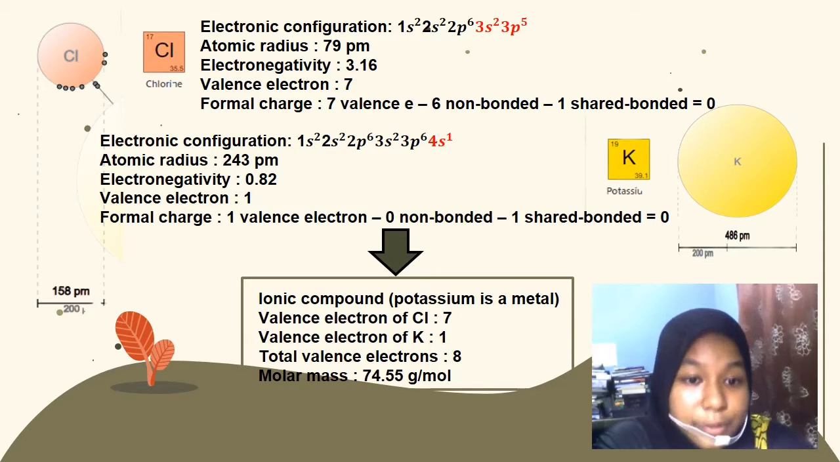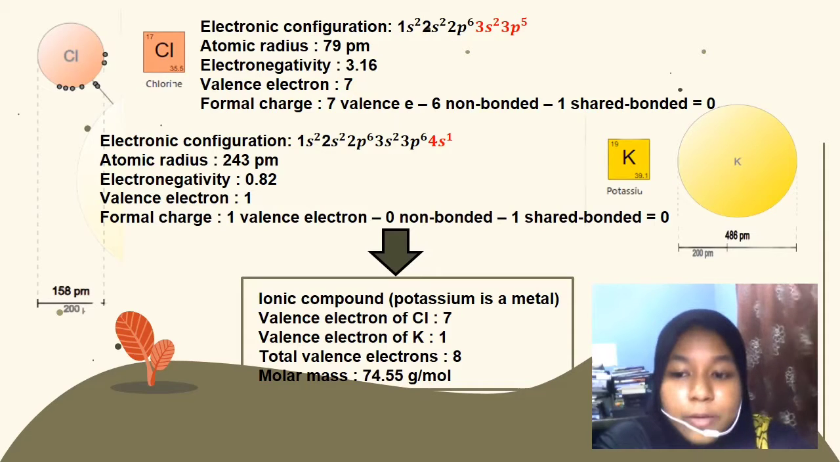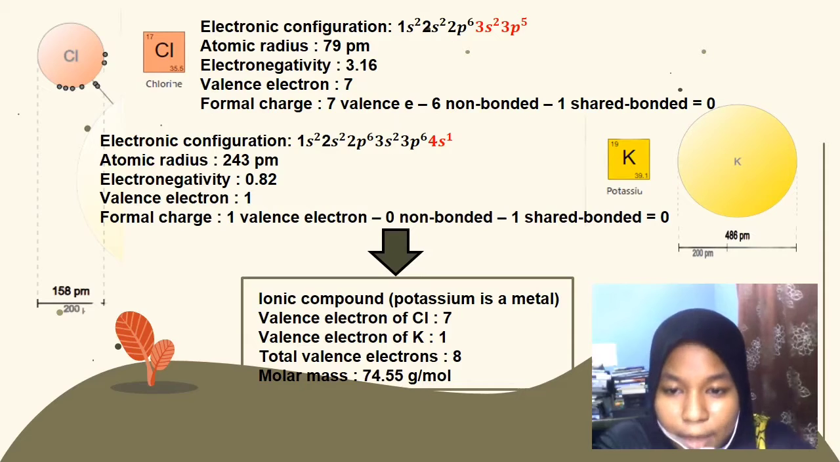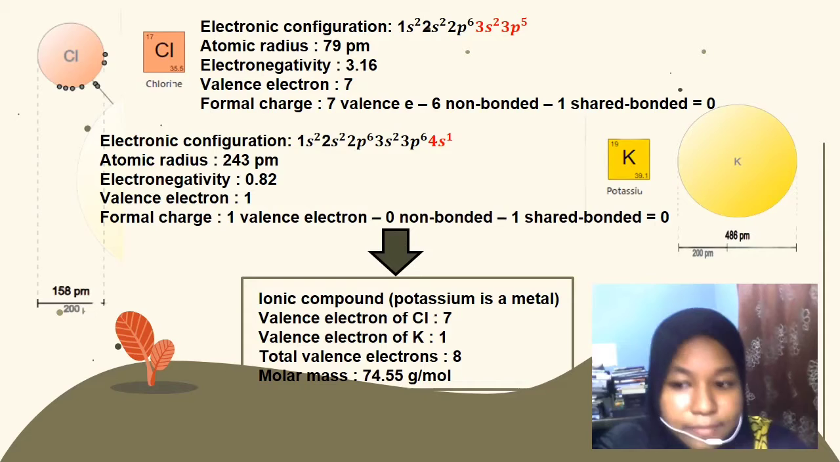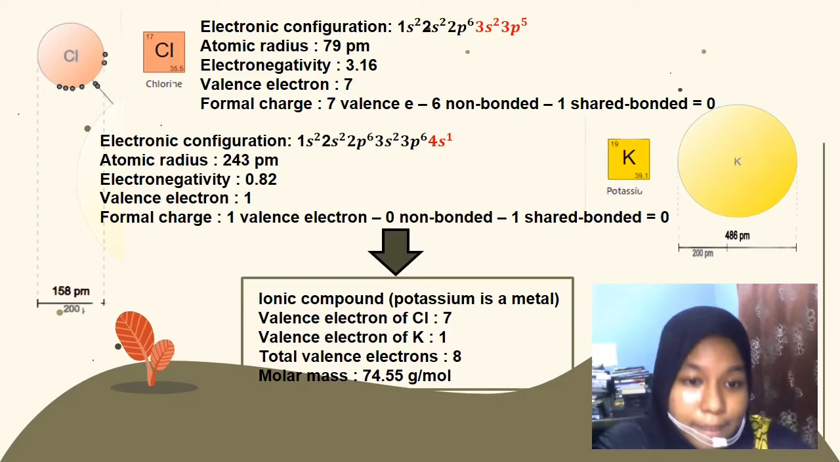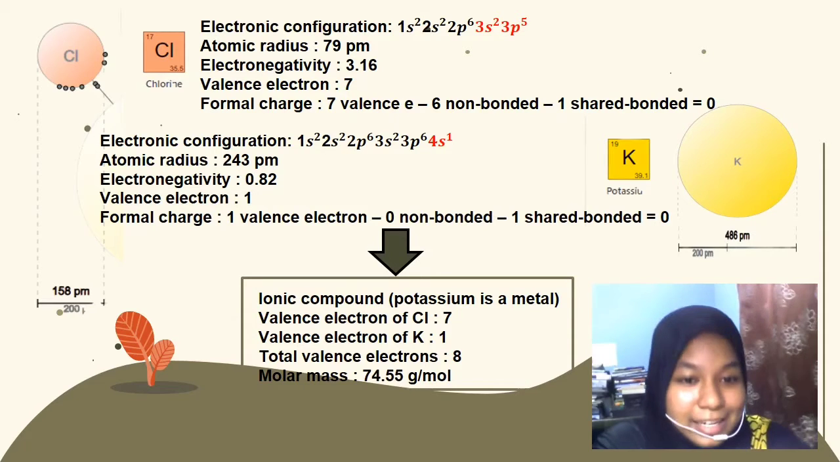Whenever these two atoms make a bond, it will form an ionic compound because potassium is a metal while chlorine is a non-metal. That's all from me. I will pass my turn to Athilah. Thank you.